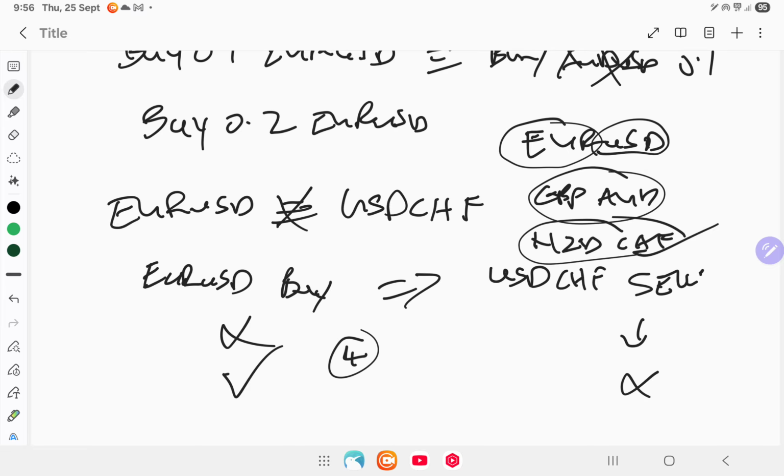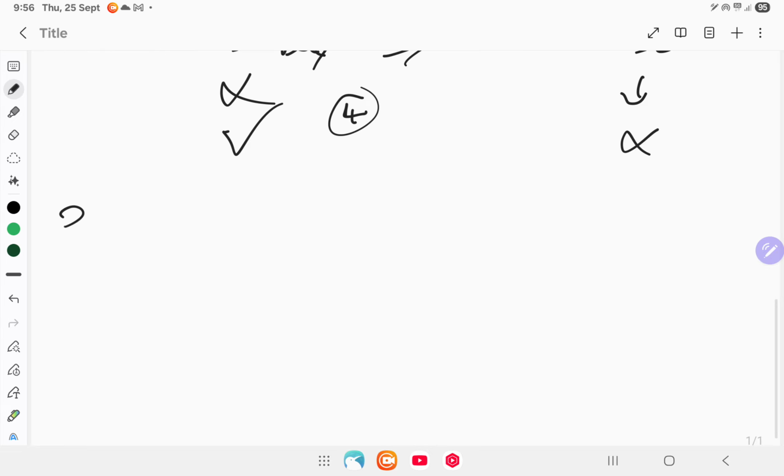All right, now that brings me to number 2 hack to avoid losses. To reduce your losses, it's maximum trades per day.